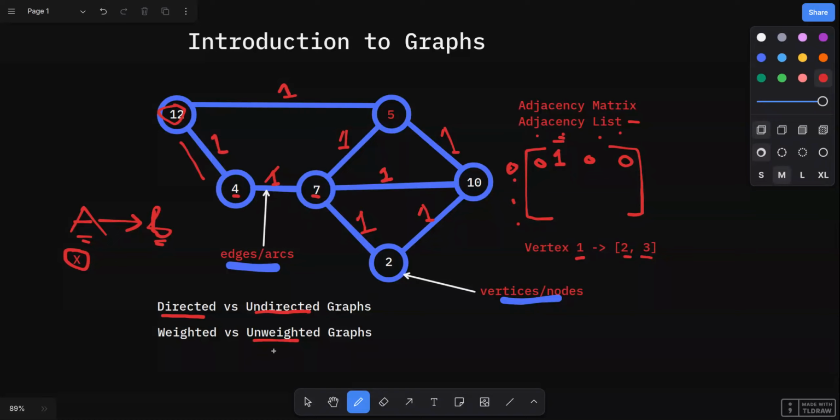But when you talk of a weighted graph, so let me just remove all this.